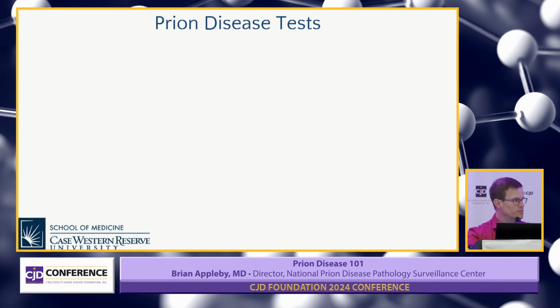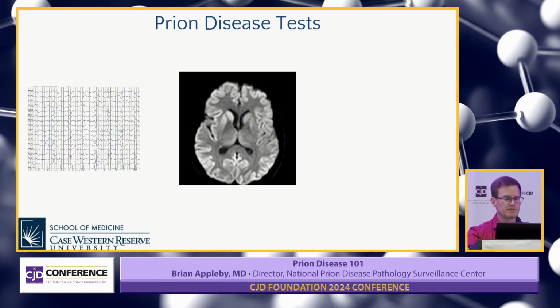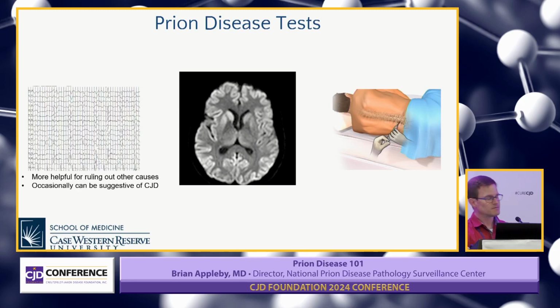So we talked a little bit about prion disease tests. We have three big ones in our field. There's the electroencephalogram, which has very specific patterns sometimes for CJD, we have the brain MRI, and then we have the spinal tap. The EEG is nowadays mostly helpful for ruling out other things like seizures. Sometimes it can be suggestive of CJD, but not in all cases and only during certain time points. We really don't use it for diagnosing CJD nowadays.